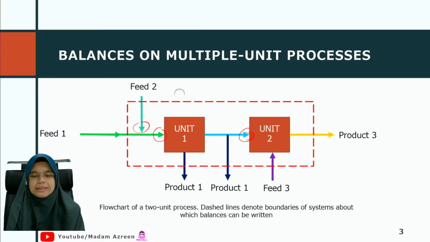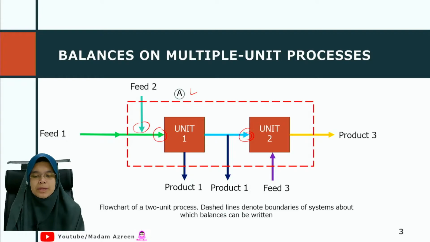Then you have to decide a boundary condition. Previously you just dealt with a single equipment, and maybe you didn't really care about the boundary condition. You just solved the material balance straight away. But now, when you have two units, you have to decide the boundary condition. So we have here A. A is basically the outer boundary condition for both of the units.